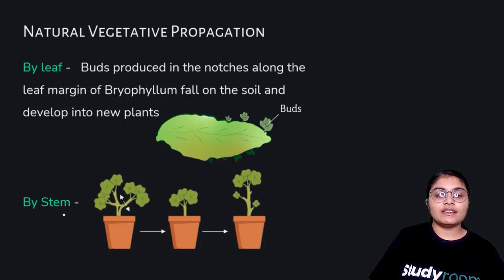Also, this is the most common practice that we do for growing new plants. We cut the stem of the plant, we take a branch and we place it in the soil, and this is how a new plant grows from that stem. So these are the three kinds of vegetative propagation that can be done naturally, that is with the help of roots, leaves and stem.